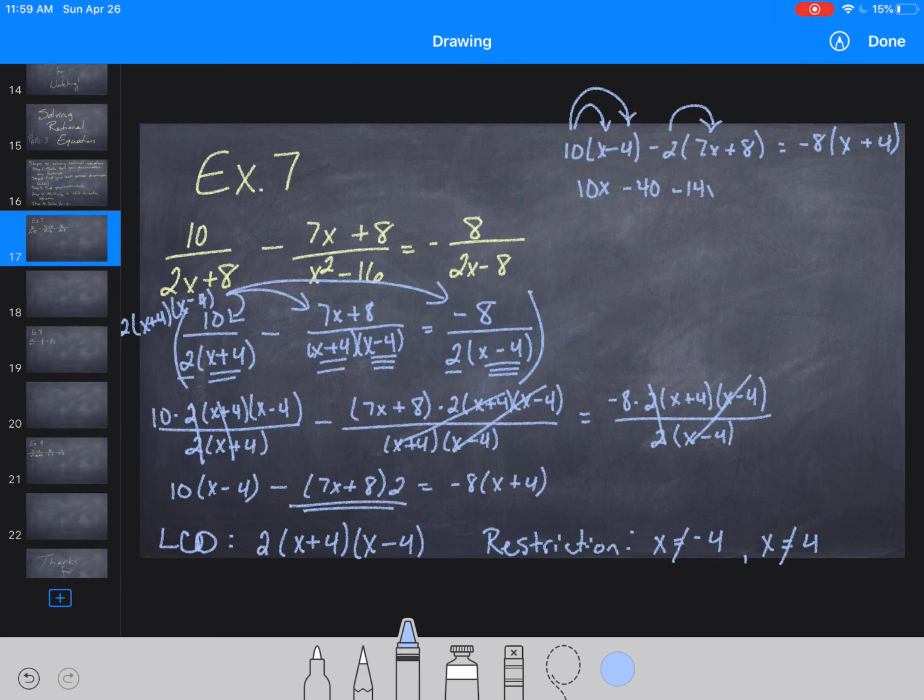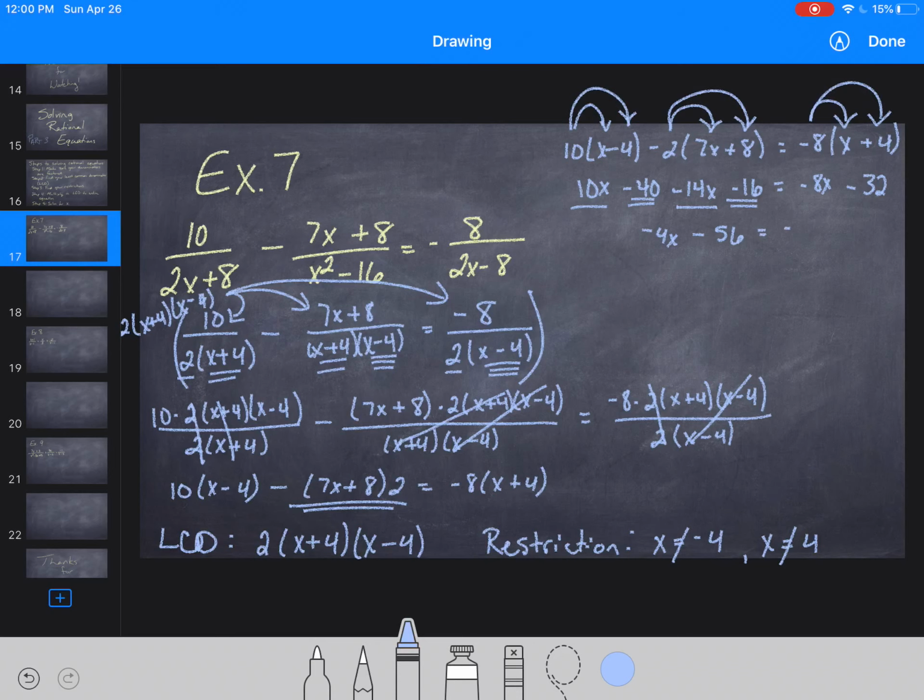So 10 times x gives me a positive 10x. 10 times the negative 4 gives me a negative 40. Negative 2 times 7x gives me a negative 14x. Negative 2 times a positive 8 gives me a negative 16. Equals negative 8 times x gives me a negative 8x. Negative 8 times a positive 4 gives me a negative 32.